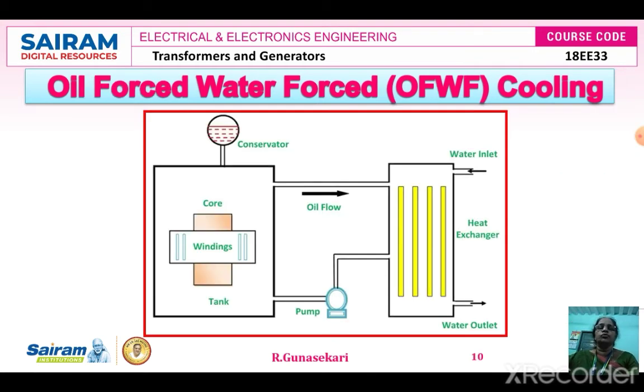Then oil forced, water forced type of cooling. Now you see the circuit diagram. Inside the transformer tank, the core and windings are immersed in the oil. The heat exchanger is installed at the outside of the tank, which is connected through pumps. Here the water inlet is there, and the water outlet is also there, because the heated water is cooled separately, then used again for the cooling purpose. This is the advantage of this type of method.